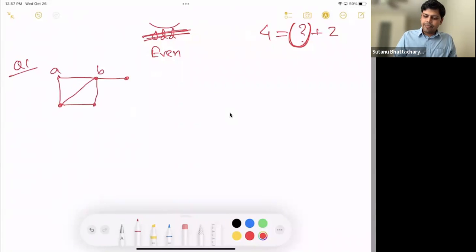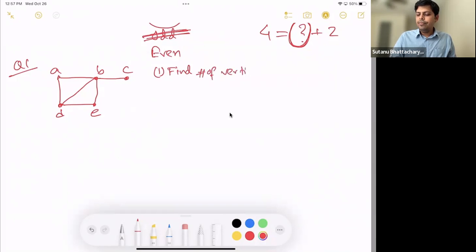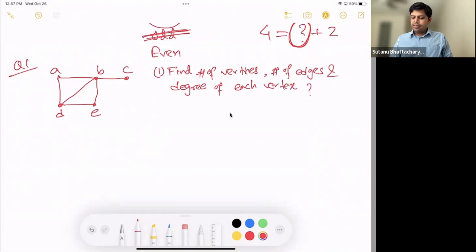A, B, C, D, E. And the first thing that you need to find is the number of vertices, number of edges, and degree of each vertex. Let's do this for this particular graph.